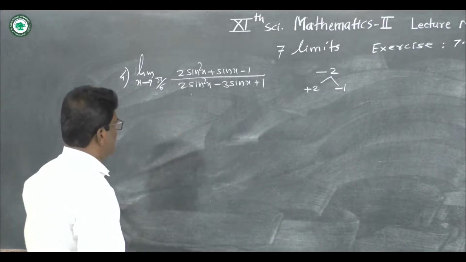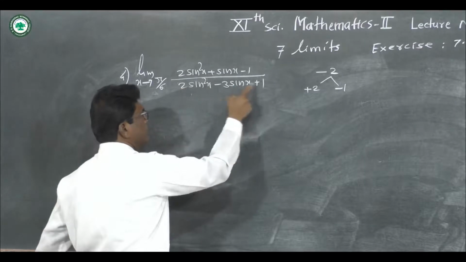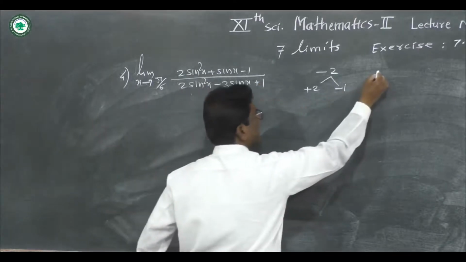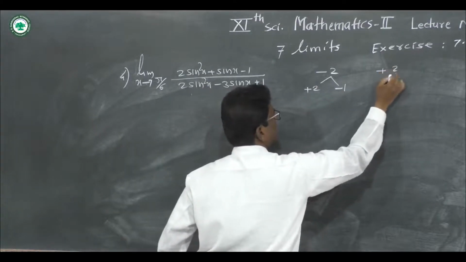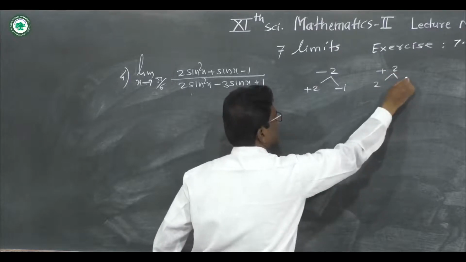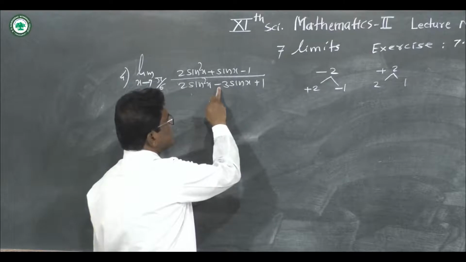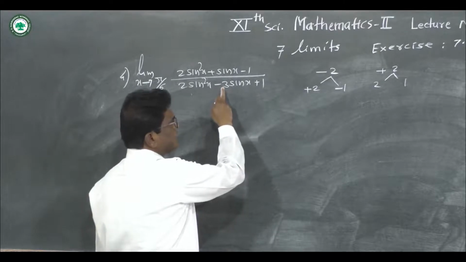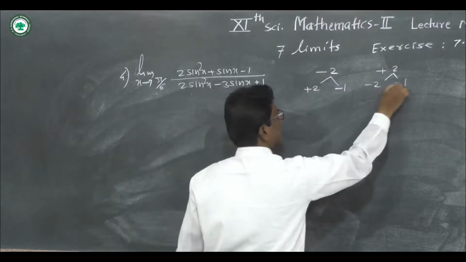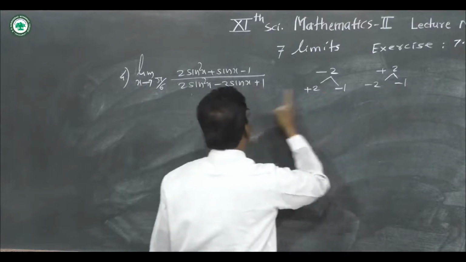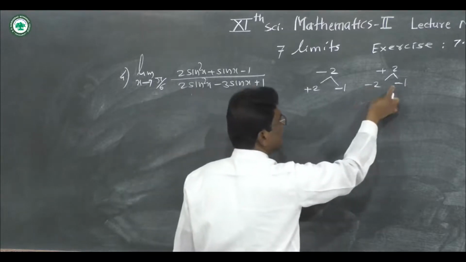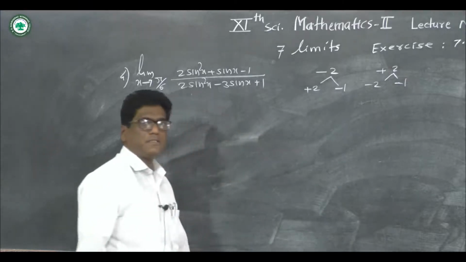In the denominator, here also we take 2 into 1, that is plus 2. This is for the denominator, plus 2. Factor this: 2 ones are 2, same factor. But here it should be minus 3, so we take both as minus. Minus 2 minus 1 is minus 3, and minus 2 into minus 1 is plus 2.